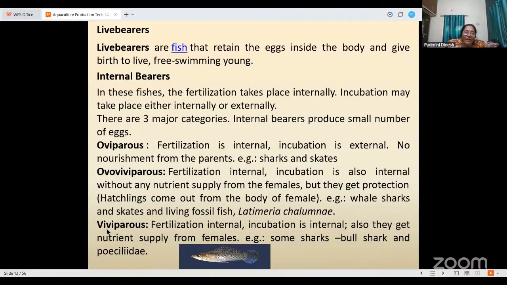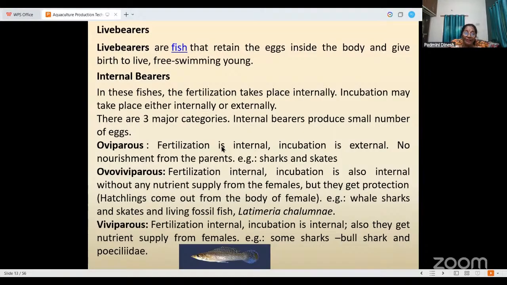So under oviparous, fertilization is internal. It's not external, where the female lays the eggs and the male throws its milt on the eggs. That is external. Here, fertilization is internal. Incubation is external. After the fertilization, the eggs are released outside. Incubation is something like the chicken which sits on the eggs. That is called incubation. Incubation is external. No nourishment from the parents. Examples are sharks and skates.